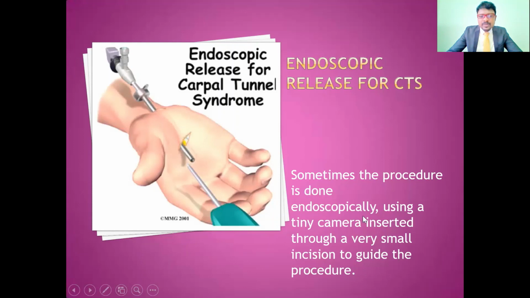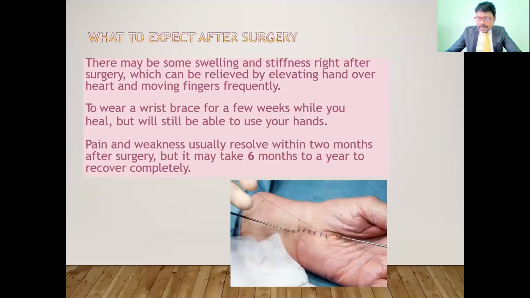Sometimes the procedure is done endoscopically using a small camera. A small camera, a small tube, is inserted through a very small incision to guide the procedure into the carpal tunnel region. Where the swelling is, the fibrous tissue is resected, giving more space to the median nerve. So these are some treatment procedures, and also what to expect after surgery.